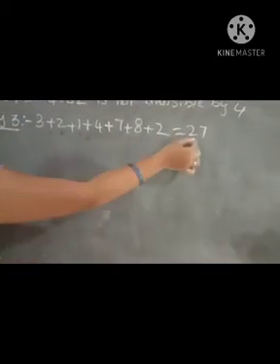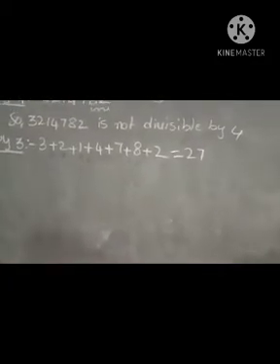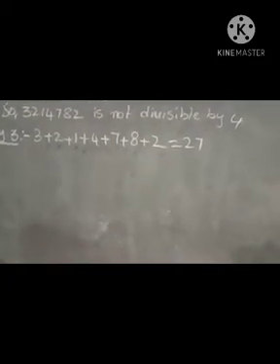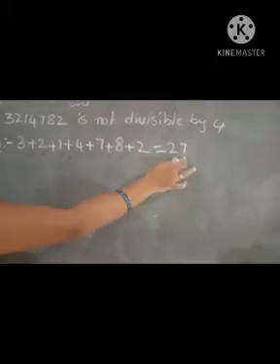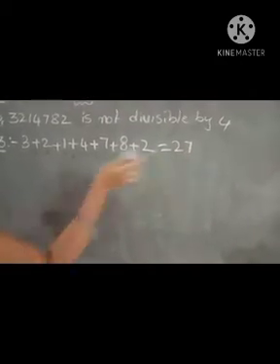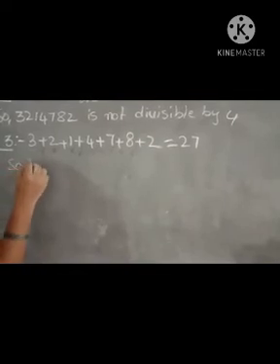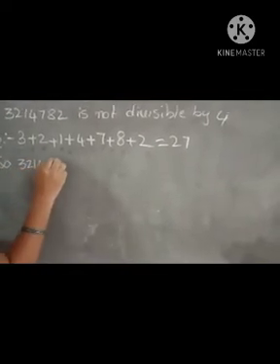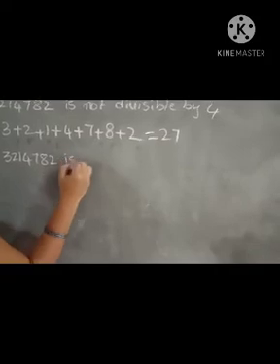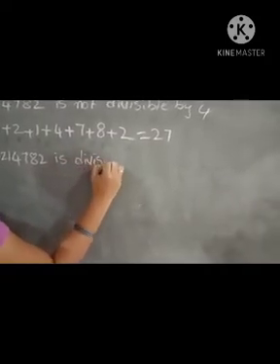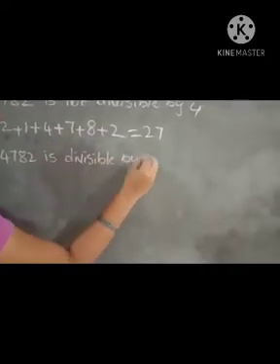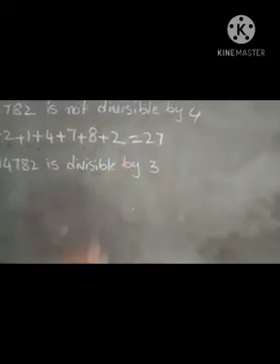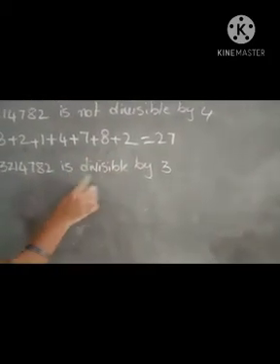Is 27 there in the 3 table or not? Again we have to check. In the 3 table, is 27 there or not? What is the number? 3 nines are 27. So 27 is divisible by 3. So 3214782 is divisible by 3. Why? Because 27 is there in the 3 table. That's why the total number is divisible by 3.